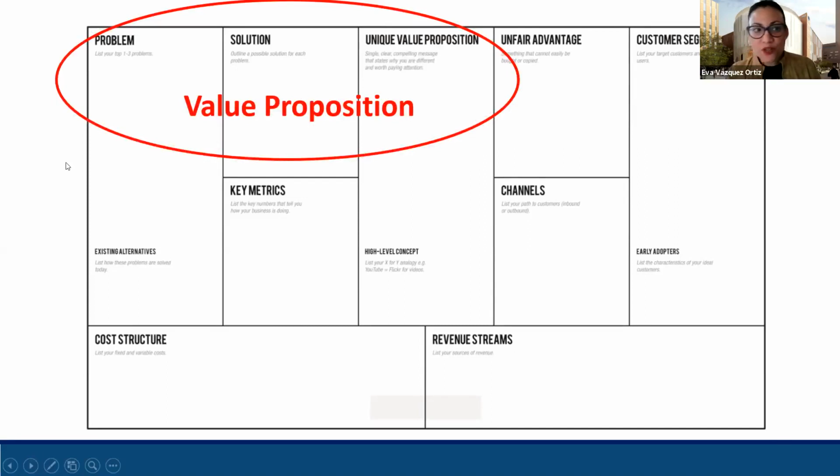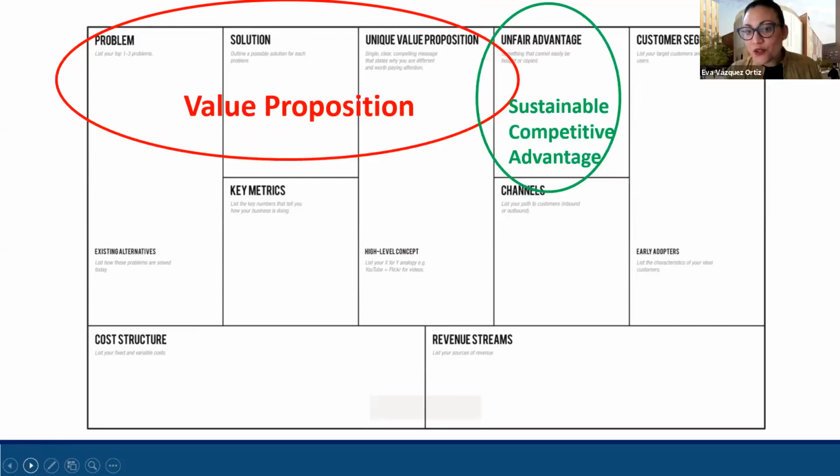So remember, when you're talking about the problem, the solution, and your unique value proposition, well, you are talking about value proposition. In many cases, you want to include the unfair advantage in that specific statement. You need to understand who your customers are in order to create your value proposition. If you don't know who your customers are, well, maybe you don't know that well your problem, or you're creating a solution that won't appeal to your customers.